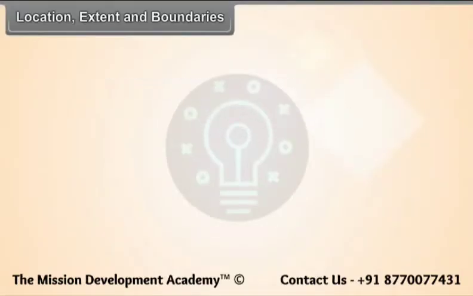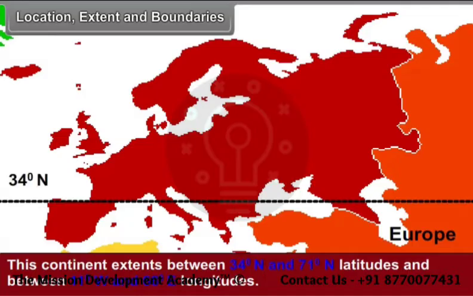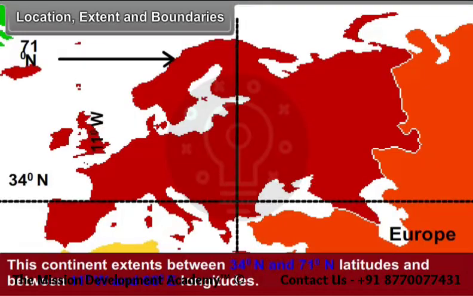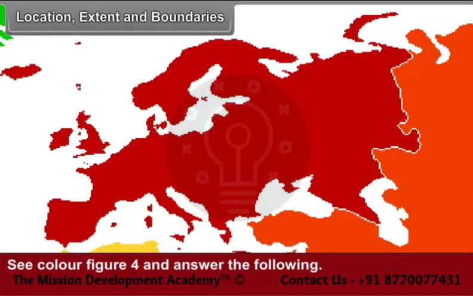Location, extent and boundaries. This continent extends between 34 degrees north and 71 degrees north latitudes and between 11 degrees west and 66 degrees east longitudes. See color figure 4 and answer the following.